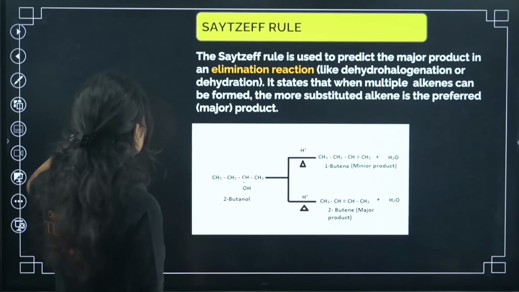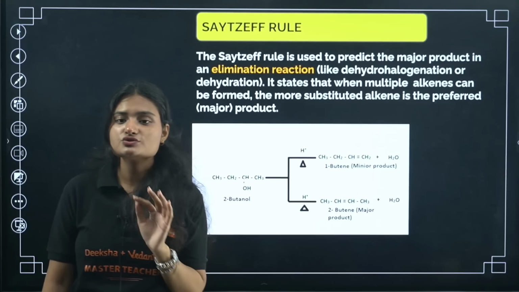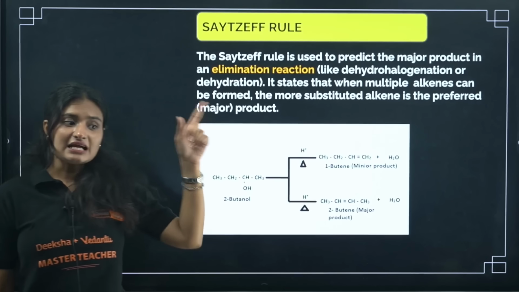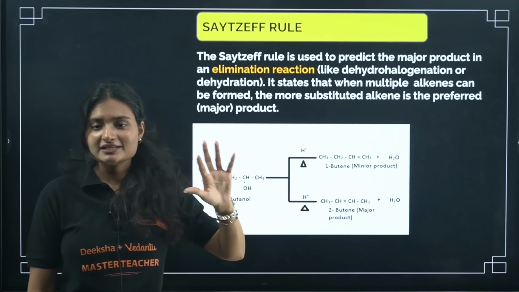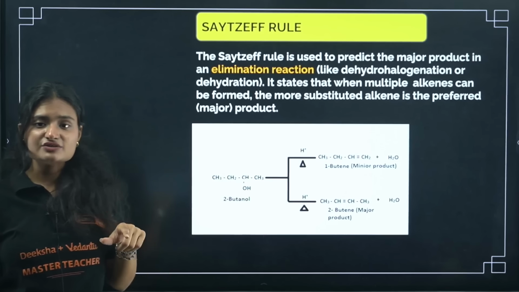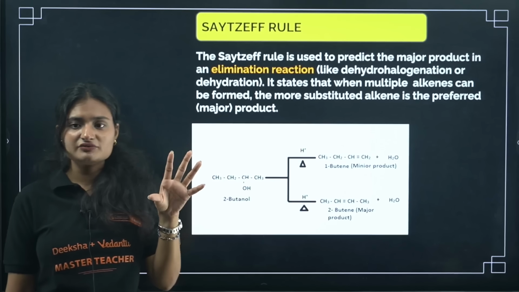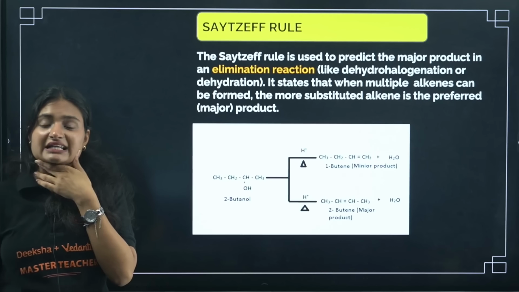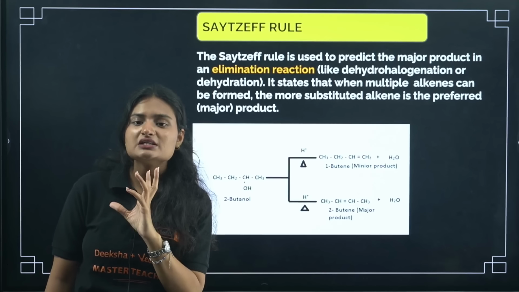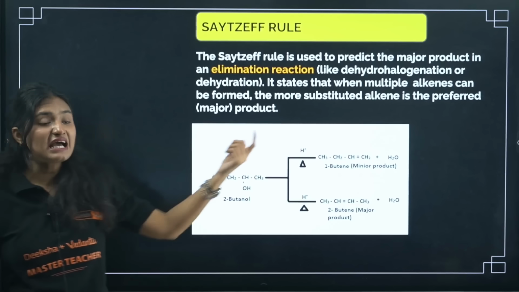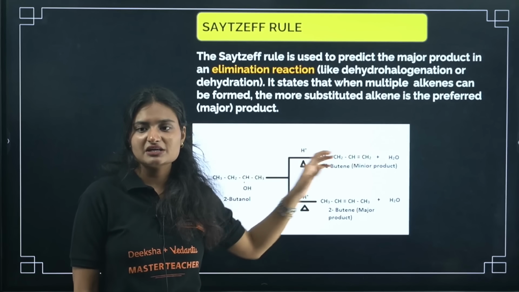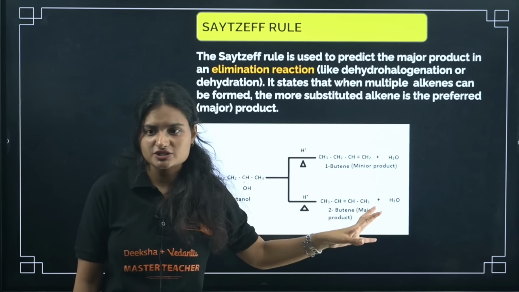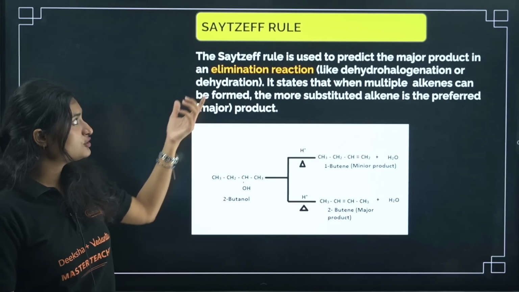Next is the Saytzeff rule. The Saytzeff rule is used for elimination. In the Markovnikov rule, we are adding something to an alkene. In the Saytzeff rule, we are doing the opposite. We have an alcohol or some other compound, and we are removing something and making alkenes. So it's kind of an opposite reaction, and the rule followed here is the Saytzeff rule.